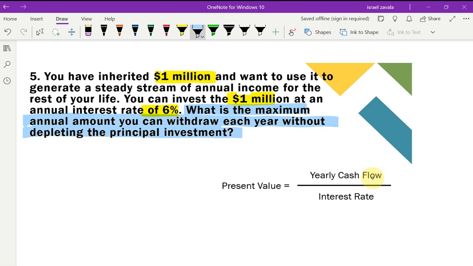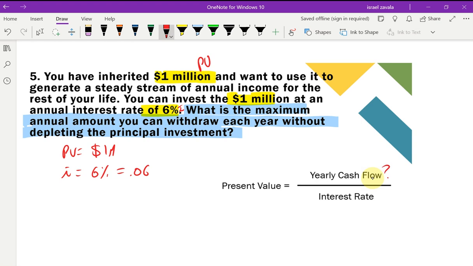Okay, so what do we have here, right? We have our present value and we have the interest rate. So present value is equal to our 1 million. The interest rate is going to be 6% or 0.06 for our math, right? So we're trying to figure out what is the maximum annual amount. That's a yearly cash flow. We're trying to figure out this part here.